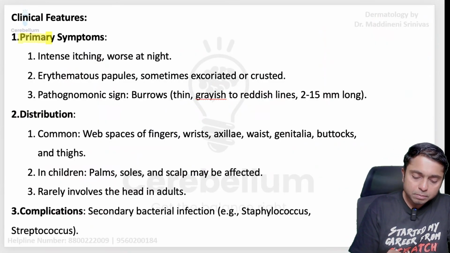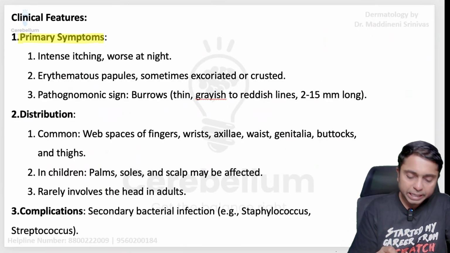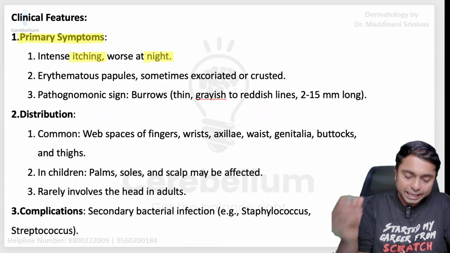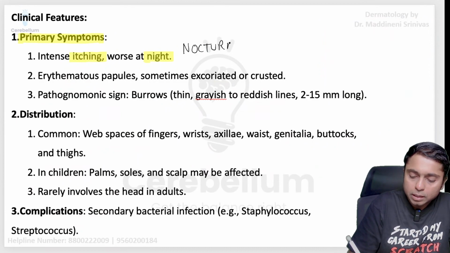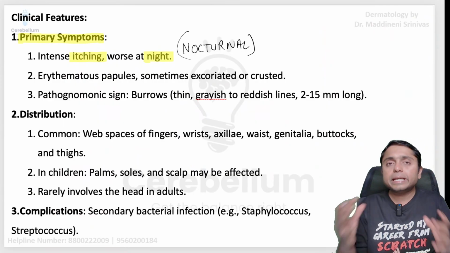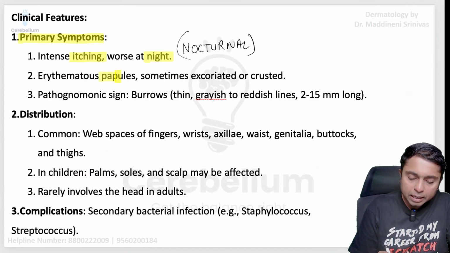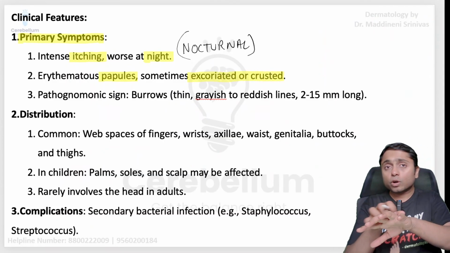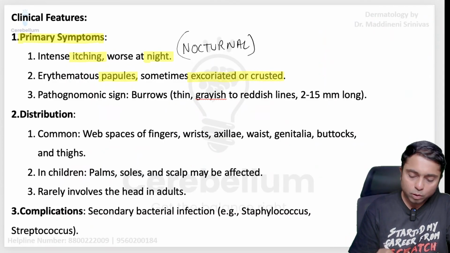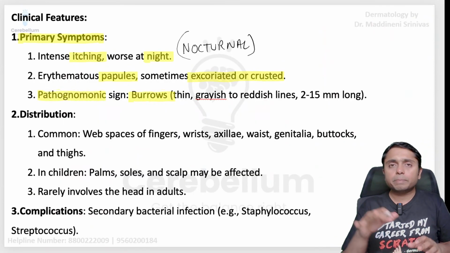In the primary symptoms, remember the most important and most irritating symptom is itching, and that itching is worse at night time. This itching is also referred to as nocturnal itching; nocturnal is night time itching. And what else can we see on the patient's body? We can see red colored small raised papular lesions and sometimes even excoriations because of the constant scratching, and crusting can also be seen. And like I have told you, the pathognomonic lesion is the burrow, which is the serpiginous tunnel.